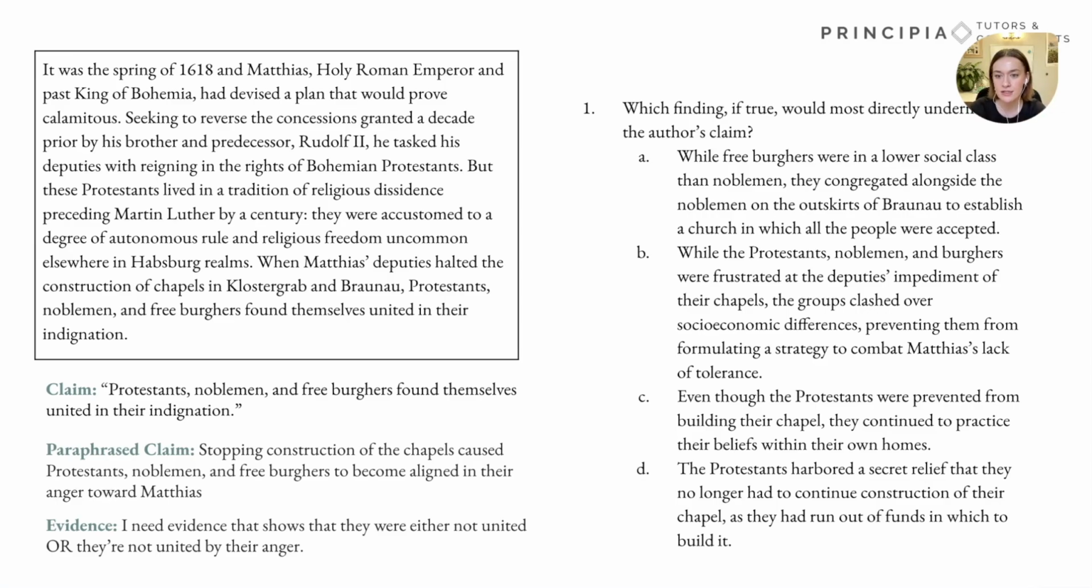B says, while the Protestants, noblemen, and burghers were frustrated at the deputies' impediment of their chapels, the groups clashed over socioeconomic differences, preventing them from formulating a strategy to combat Matthias's lack of tolerance.